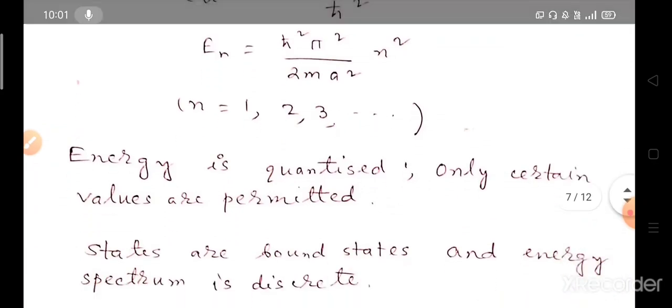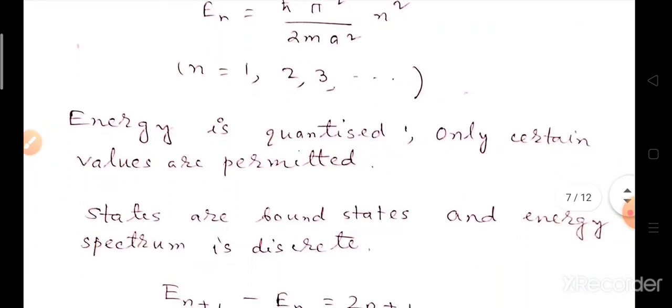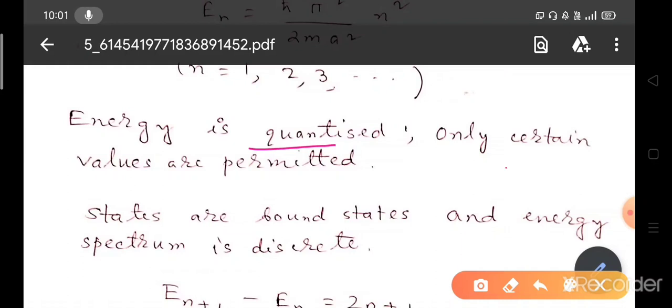So what is the conclusion? The conclusions are: the energy is quantized, only certain values are permitted, states are bound states, and the energy spectrum is discrete.